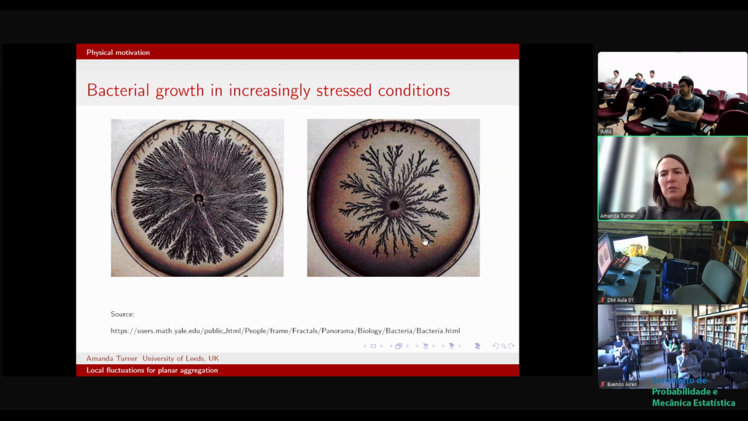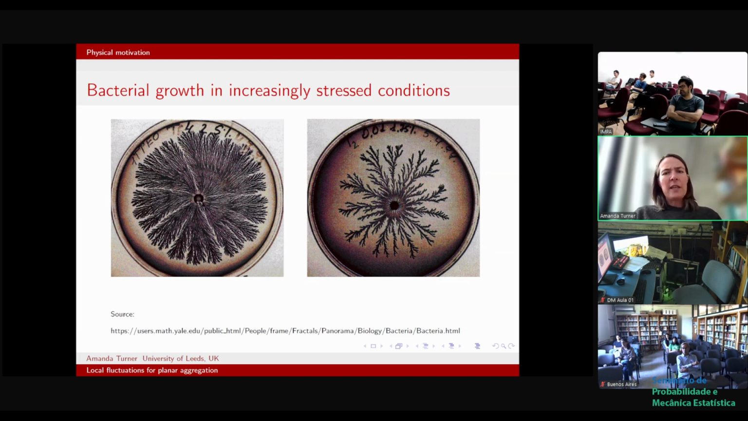And for people who are familiar with the model diffusion-limited aggregation, or DLA, you might notice that the shape of the cluster that we get starts to look like a DLA cluster.